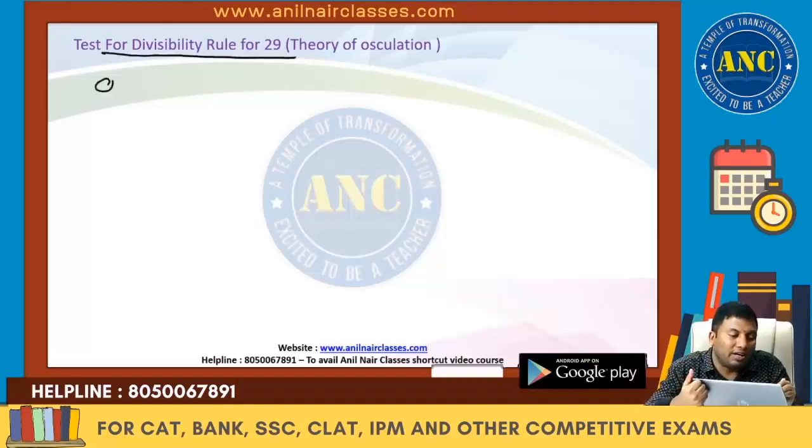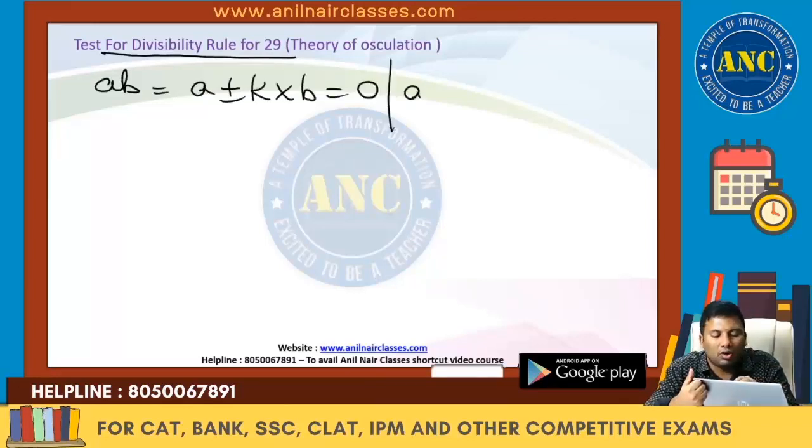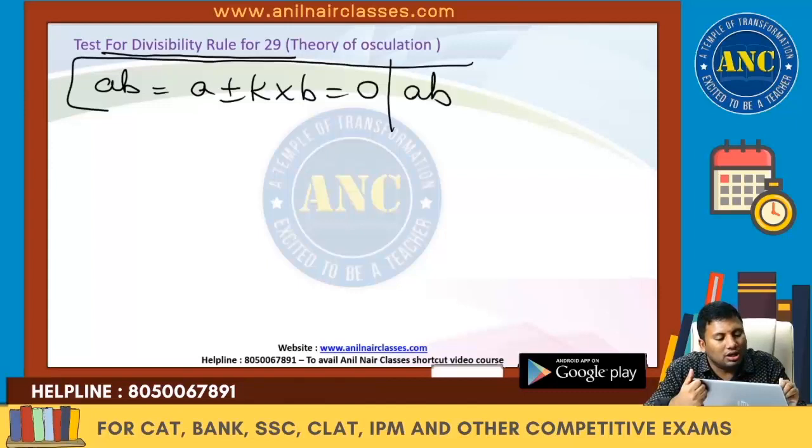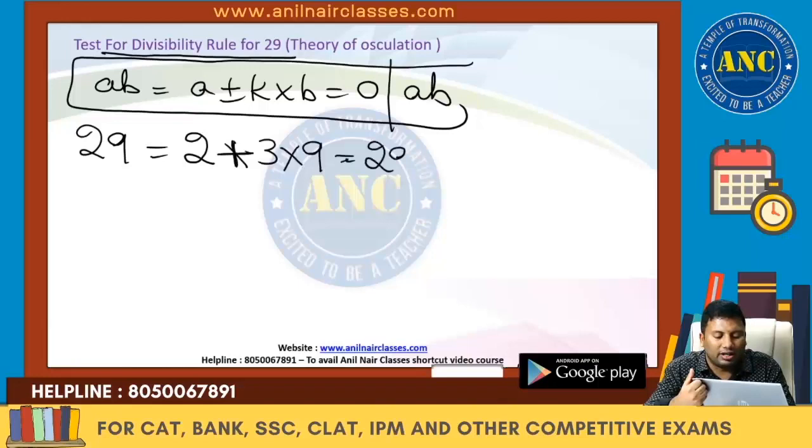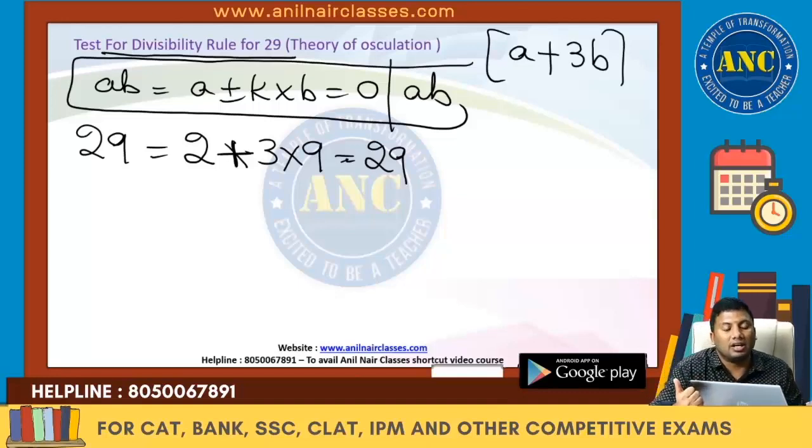Divisibility rule for 29. A plus or minus k into b is 0 or a multiple of the number. You only tell me, 29 means what will be the divisibility rule? 2 plus 3 into 9, which will give you 29. So what is the divisibility rule for 29? It is a plus 3b.